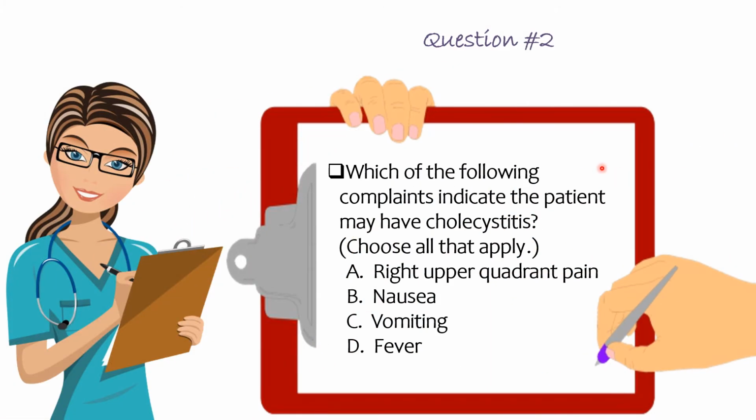Okay, so let's have an icebreaker again. Let's check this question. Which of the following complaints indicates the patient may have cholecystitis, or inflammation of the gallbladder? You have to choose all that apply: upper quadrant pain, nausea, vomiting, and fever. I'll give you 10 minutes.